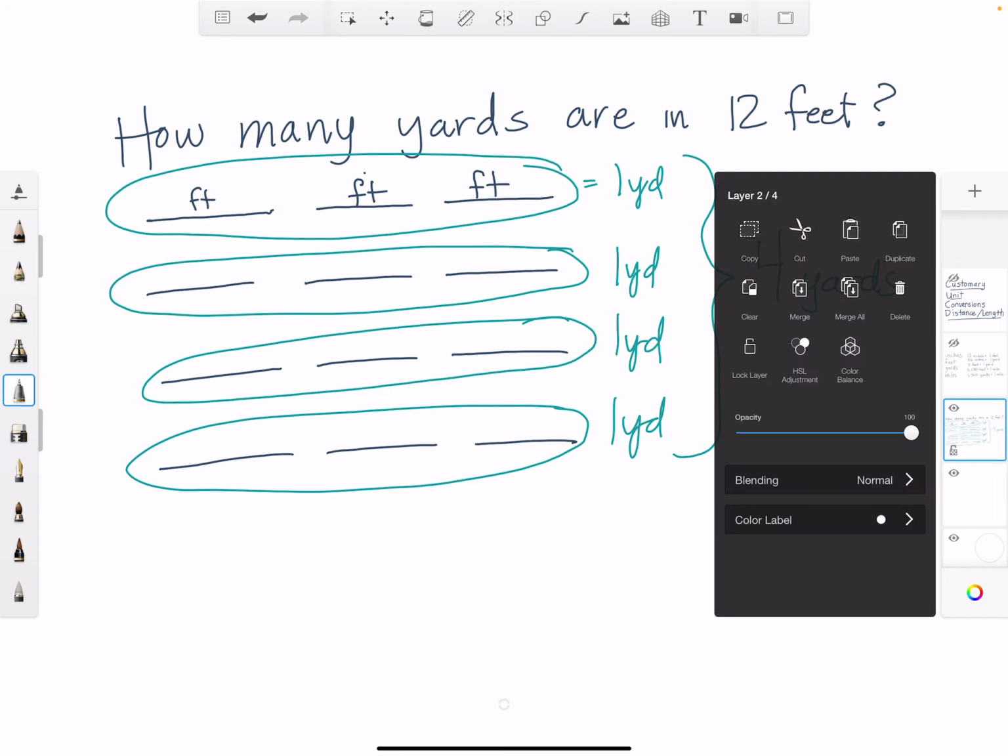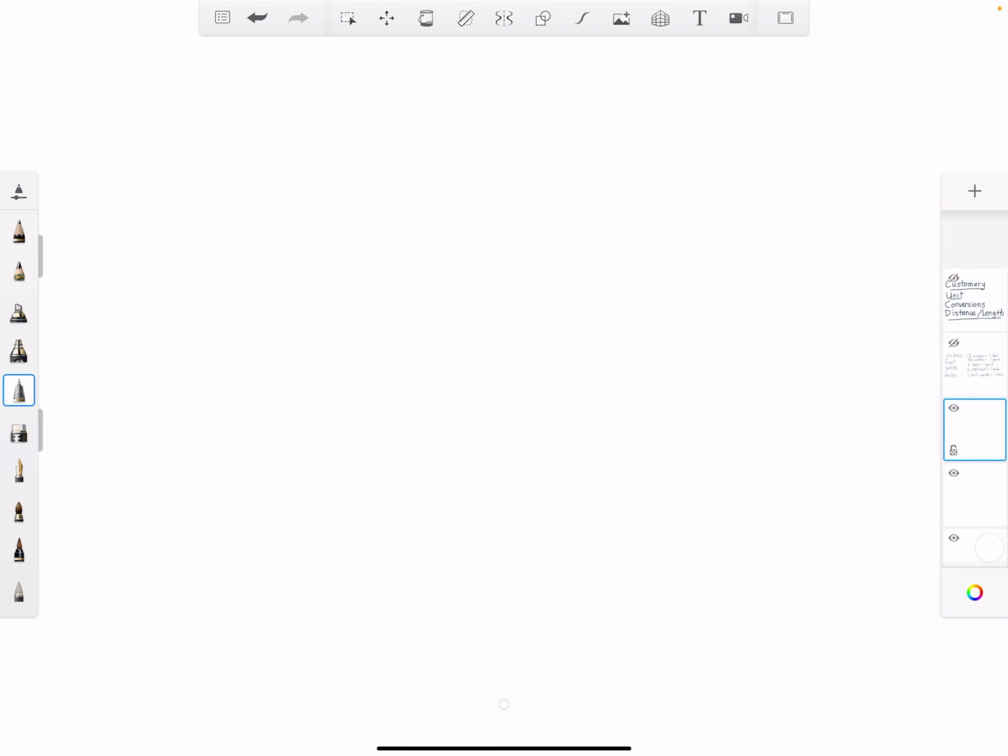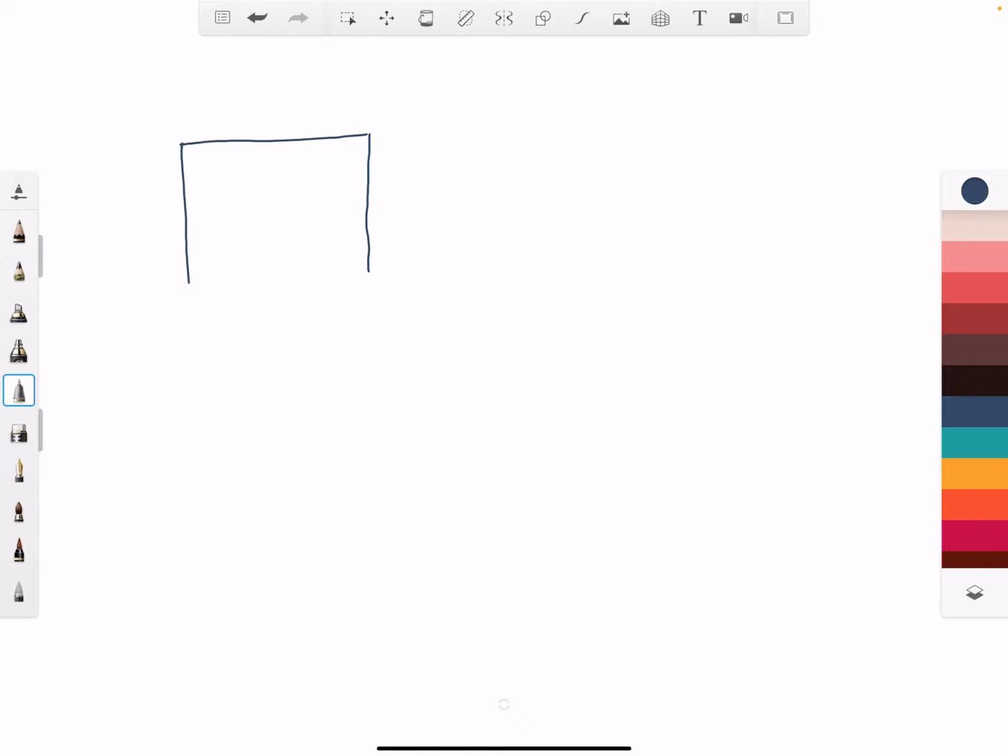Okay, let's go ahead and clear that one off. Let's say we have a problem like, you're going to see some problems like this on your worksheets. Here is a rectangle that is 3 yards by 2 yards. And they want to know what the perimeter would be in inches. So what is the perimeter in inches? Remember, the perimeter is the distance around an object.